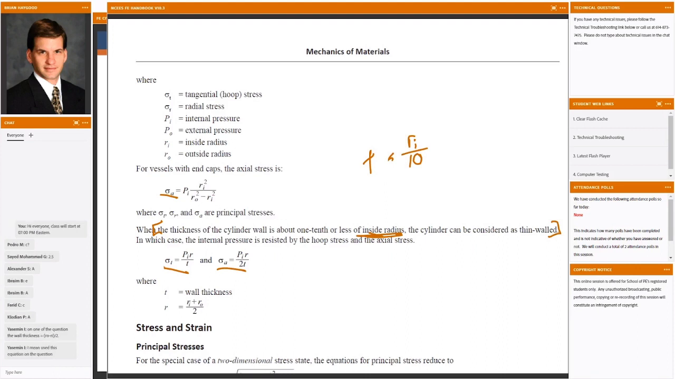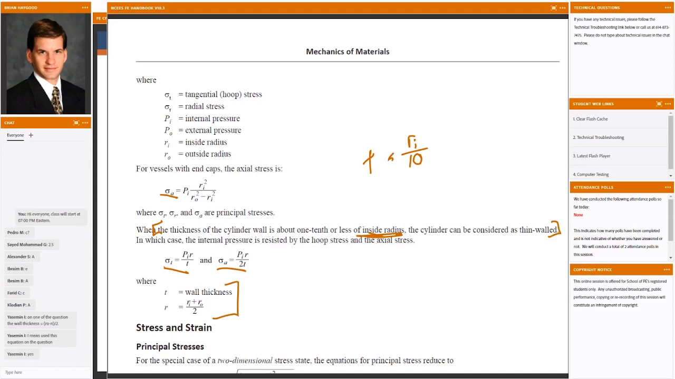On one of the questions, the wall thickness, use this equation on the question. Yeah. So you saw a question on the exam, you're saying, that used those two little guys right there?